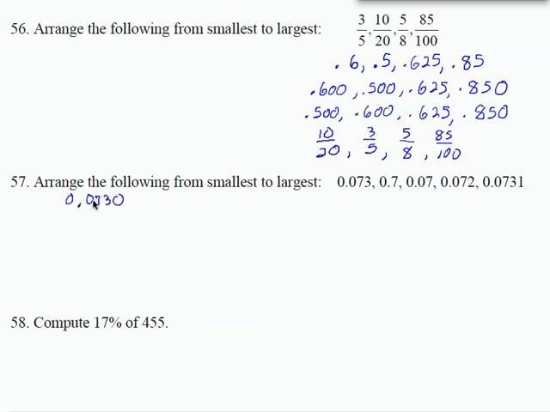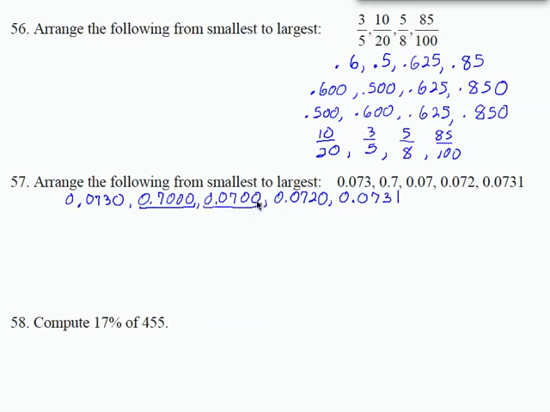So I'm going to write 0.0730, and then 0.7 and then 3 zeros, and then 0.0700, and then 0.0720, and then 0.0731. So what I'm able to do now is to compare these numbers and see which one is the largest. Well, this one is the largest, and the smallest one is this one right here.